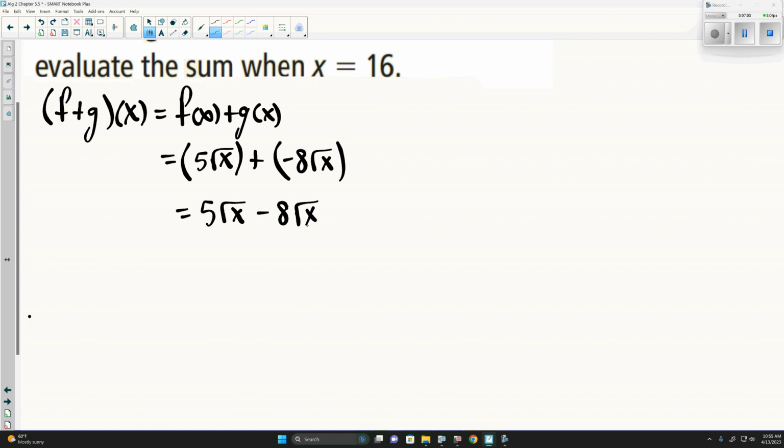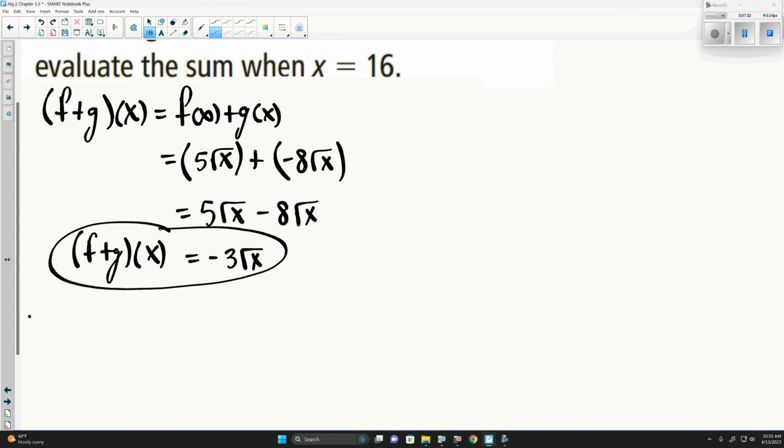We can drop the parentheses, so we have 5 square root of x plus negative 8 square root of x, or we can say minus 8 square root of x. Negative 3 square root of x. Since they both have the square root of x, they are like terms. We can add or subtract the numbers in front. If they weren't, then we couldn't add or subtract. So our f plus g of x is negative 3 square root of x.